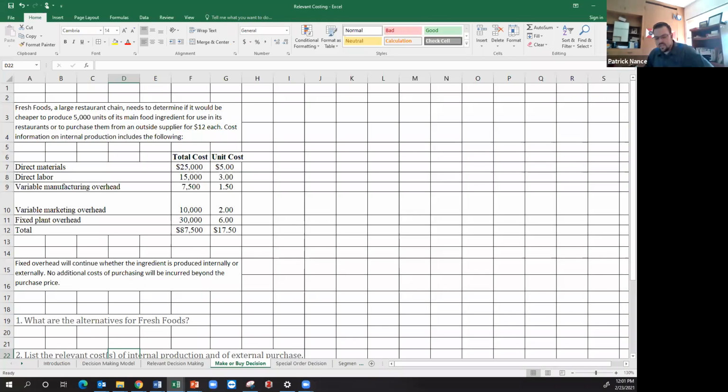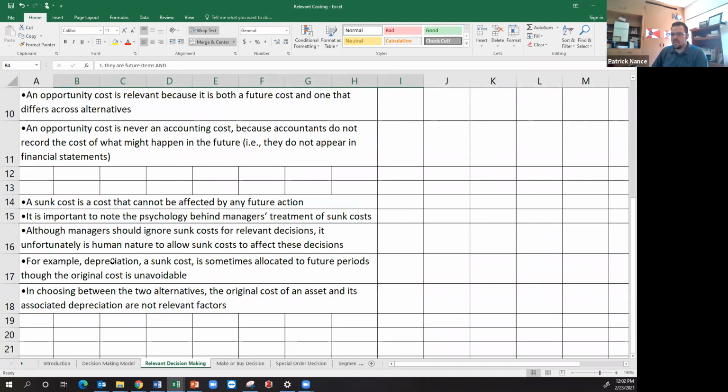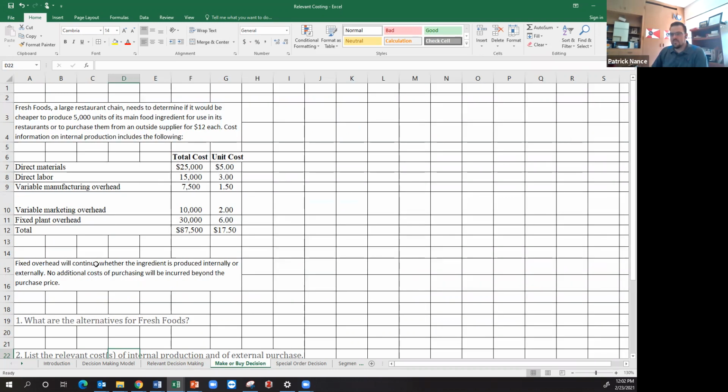Okay, so now we can actually get into the nitty-gritty of working through a problem that has to do with cost relevancy. So remember, it has to be a future cost and it has to be something that differs across alternatives. And it can't be a sunk cost. So those are things that have to happen. So one of those areas is a make or buy decision.